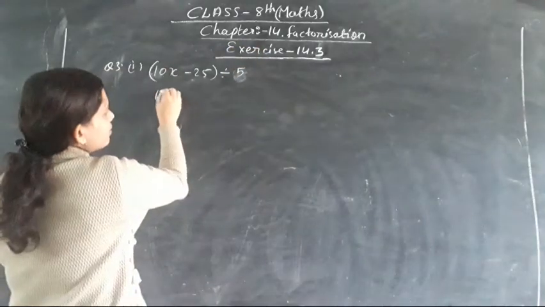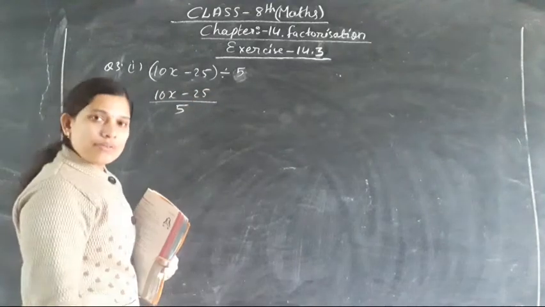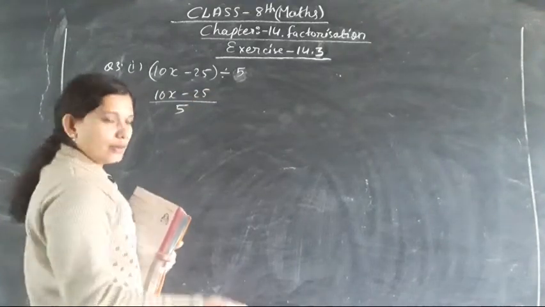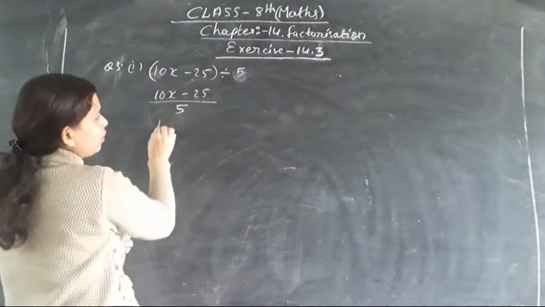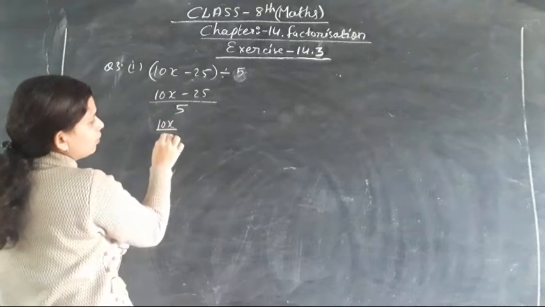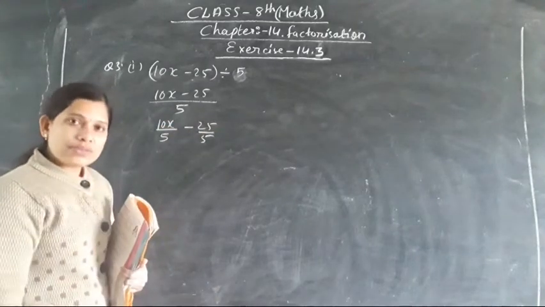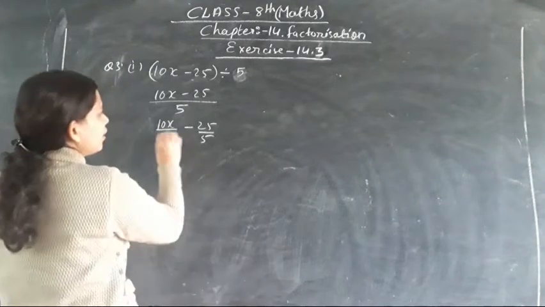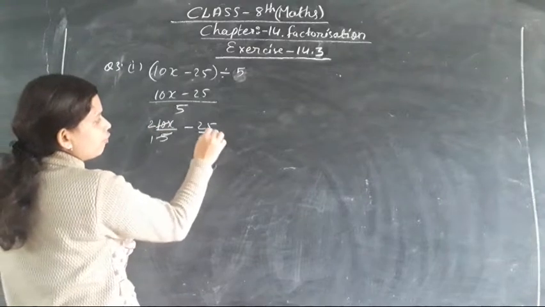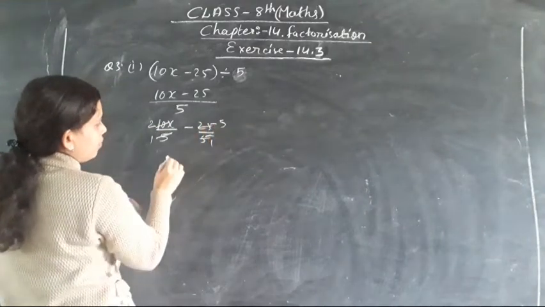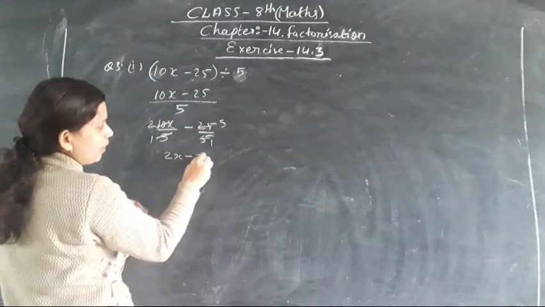So can we write this 10x minus 25 in numerator upon denominator form? Of course we can write it in the form of numerator upon denominator. So 10x minus 25 upon 5. Now we are going to separate the numerator like this. Can we separate the numerator? Of course we can. Now it can easily get cancelled. So here it will be 2 x, here 1 x, and here 5. So what is the number left? Here 2x upon 1, in the denominator 1 we are not going to write.